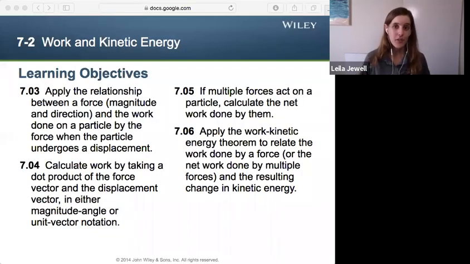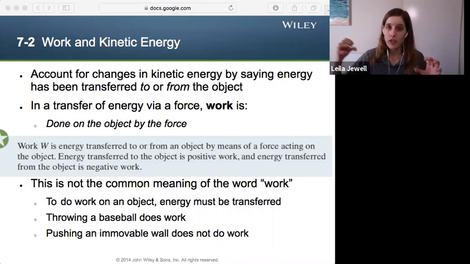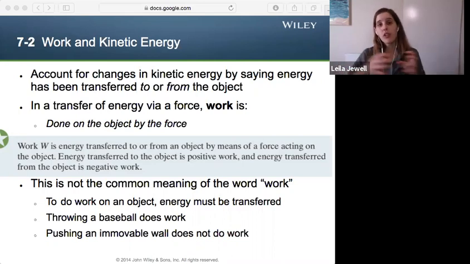Section 7.2, Work and Kinetic Energy. I promised you we'd get right to work, right? All right, so we're going to account for a change in kinetic energy by saying that energy has been transferred to the object or from the object. We've either given the object more energy, so it now has more kinetic energy, or we've taken energy out of it, so it has less kinetic energy.